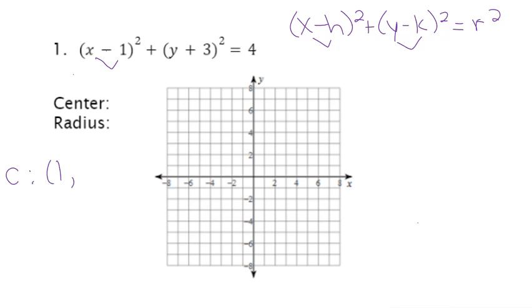And it's like we're setting that parenthesis to 0. That's why we're taking that opposite sign. Then we see a +3, so the opposite would be -3. So our center for our circle is actually going to be at (1, -3). So I'm going to mark my center.